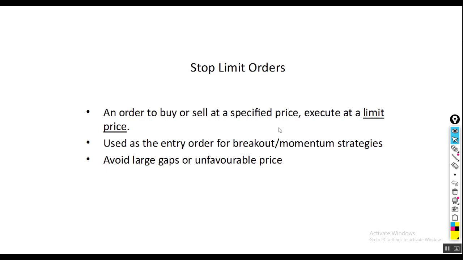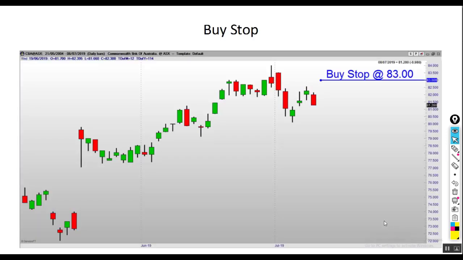So we'll go and have a look at that on the chart. The same sort of conditions or strategy would apply, meaning we're still looking for a breakout strategy or a type of momentum. The difference here is we want to avoid large gaps and unfavorable pricing. So let's have a look at the chart to see what that looks like. A CBA example again. You can see this is a direct opposite to the limit order. We're setting a buy stop at $83. Now if prices are trading below, at the last close of 81.28, and it opens up the next day and stays below $83, we will not buy. We will not be placing an order at the market to buy.